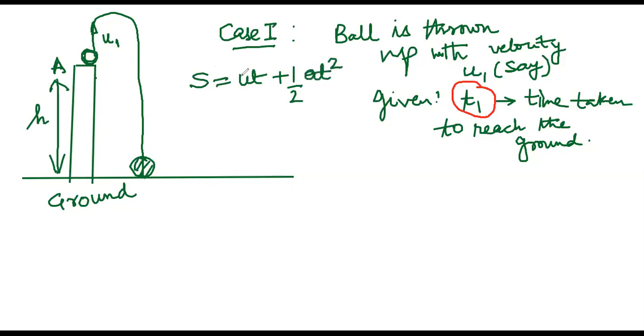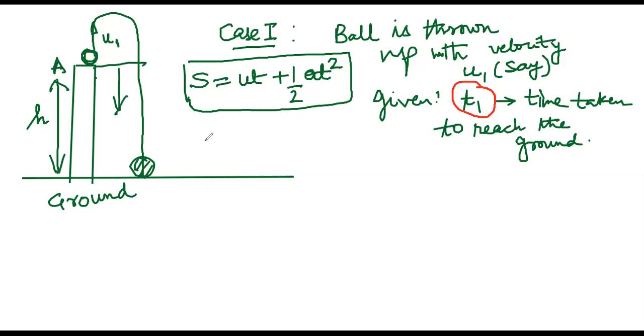So let me write the basic formula. S equals ut plus half at square. Now in this first case, one thing is very clear, that the ball is actually moving downward. If I consider the displacement, this displacement is in the downward direction. Acceleration is equal to g, and I am putting the arrowhead also in the downward direction. But initial velocity u, which I have taken as u1, is in the upward direction.